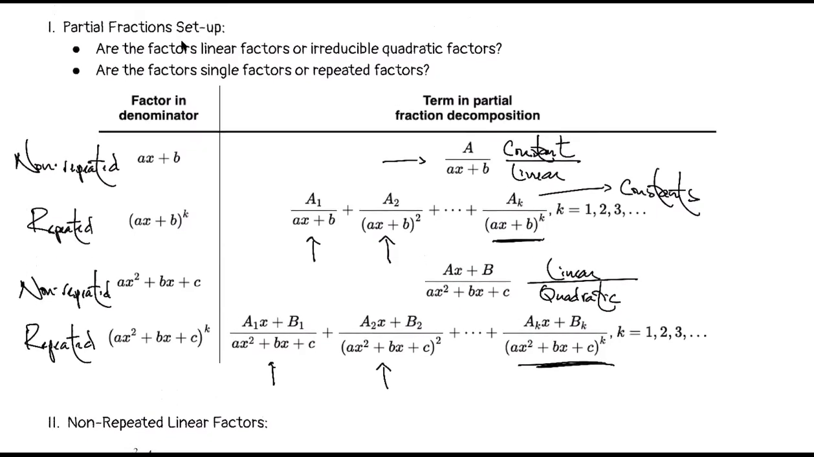All right, so just to summarize, we can take a look at these 2 questions. After we factor our denominator, questions we want to ask ourselves: are the factors linear or irreducible quadratic? That word irreducible means that you cannot factor it anymore. So is it linear or is it irreducible quadratic? And then the second question: is it a single factor or is it a repeated factor? By answering those questions, that tells us how to set up our integral, okay?